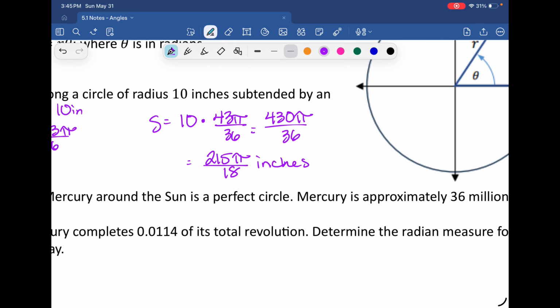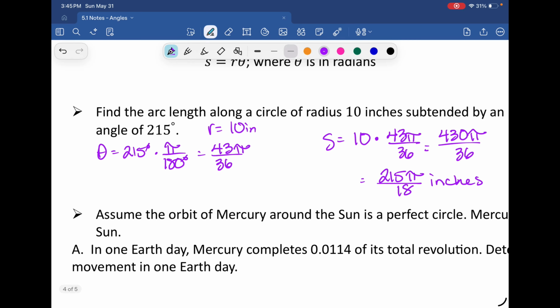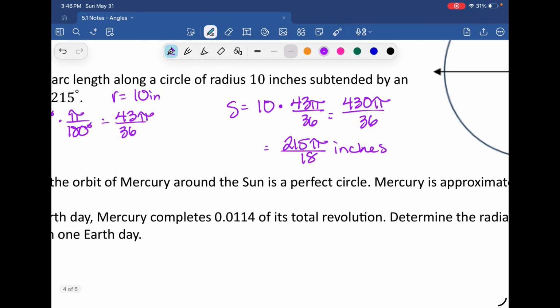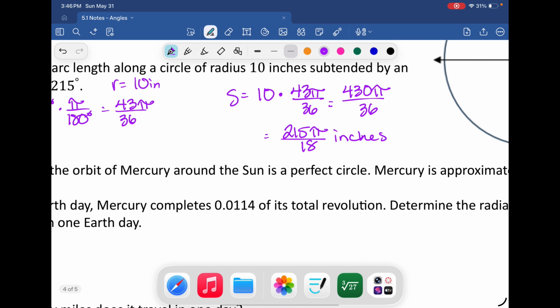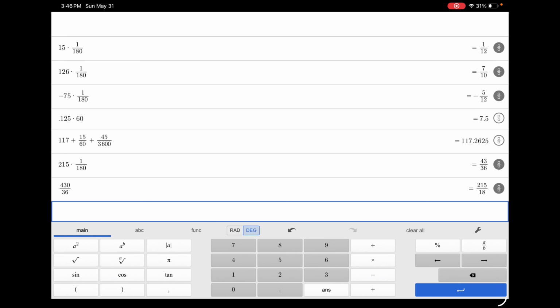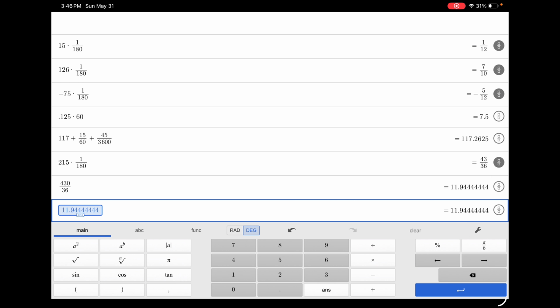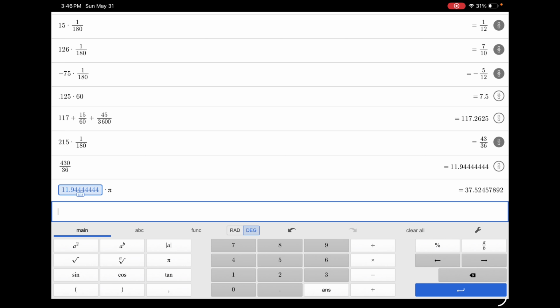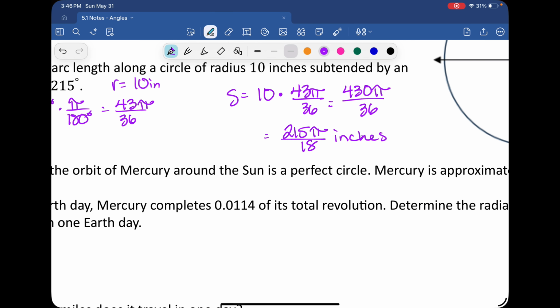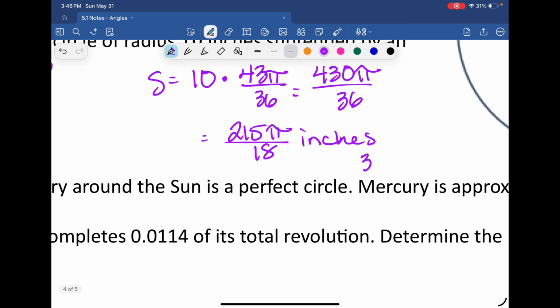All right, now, still on this example with our angle 215 degrees, they happen to want the decimal, say rounded to the nearest 10th, 100th, or 1000th, or whatever. 215 over 18. Okay, I'm going to change that back to its decimal, and then hit answer, and then I'm going to multiply it by pi. So it's 37.525. Okay, just make sure you're following the directions.